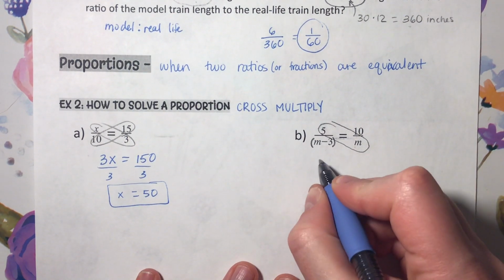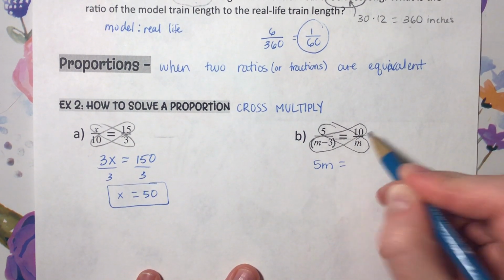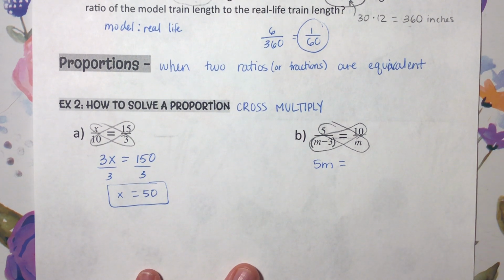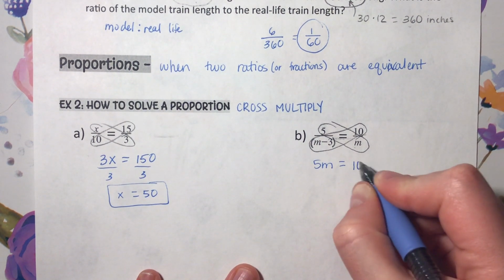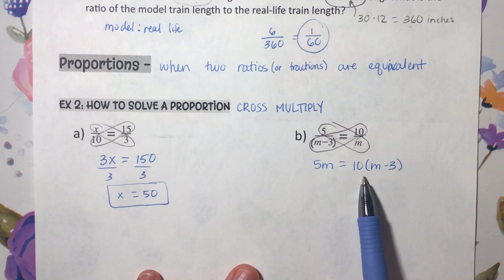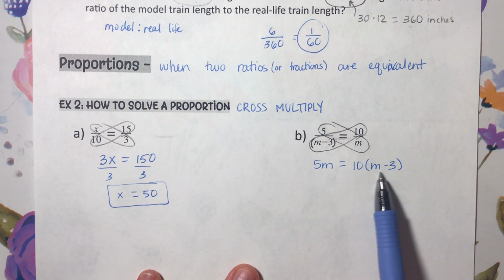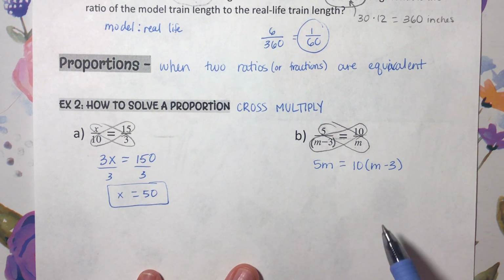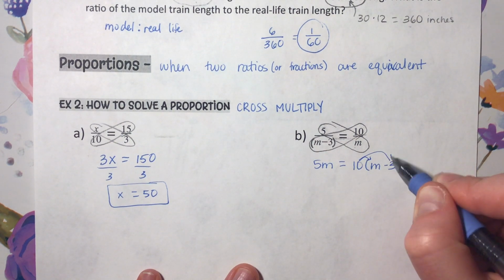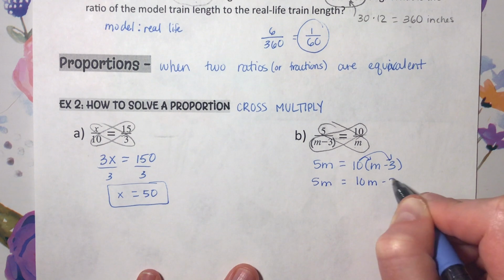And I have 5 times m, or 5m, is equal to 10 times m minus 3. So I'm going to write that out like this, 10 times (m minus 3). I'm writing it like this because a lot of times people forget to distribute this 10 to everything in the parentheses. So if I write it out, it's a little bit easier to see that. So let's distribute. I have 5m is equal to 10m minus 30.